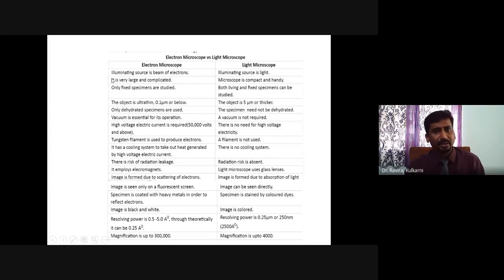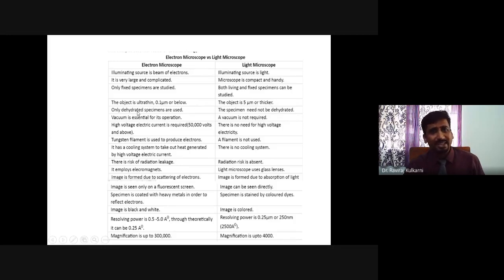The electron microscope is a very large and complicated system. A light microscope is very compact and handy, but the problem is you cannot see nanoparticles. In a light microscope, only fixed specimens are studied, whereas with the electron microscope you can study living and fixed specimens, everything. The object is ultra thin, less than 0.1 micrometer in an electron microscope, whereas in a light microscope the object is a little thicker, around 5 micrometers or thicker.